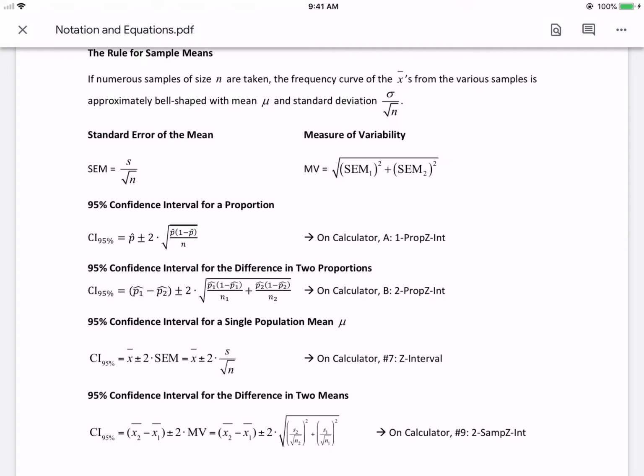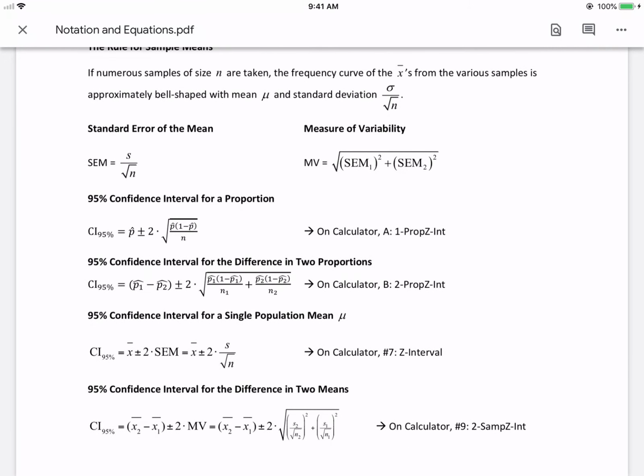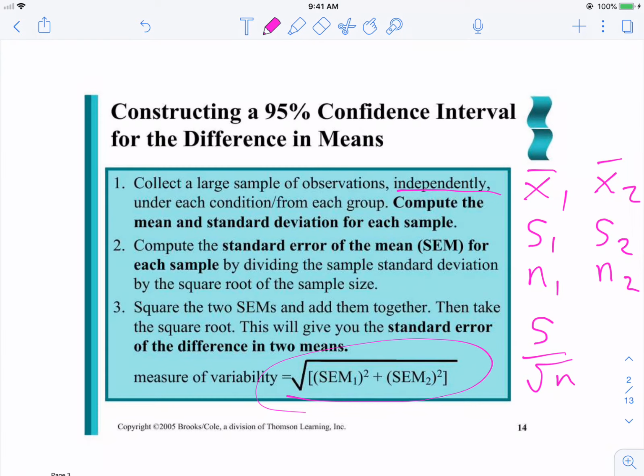To wrap up the week, we'll be looking at calculator shortcuts in the next couple of days. At first, I want you to learn what these equations do, but we will be able to shortcut this using some of these calculator commands that you see off to the right.